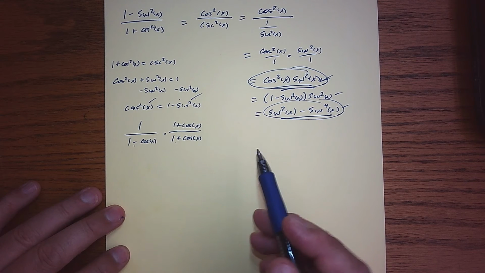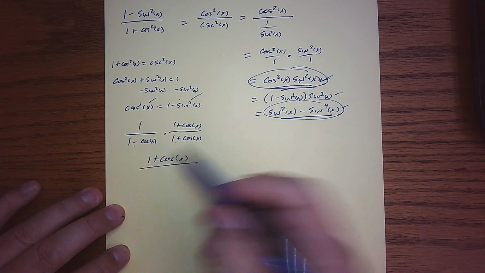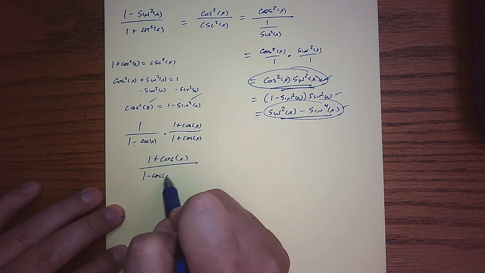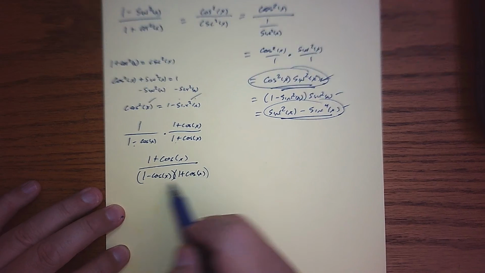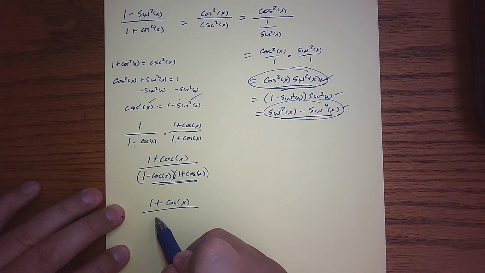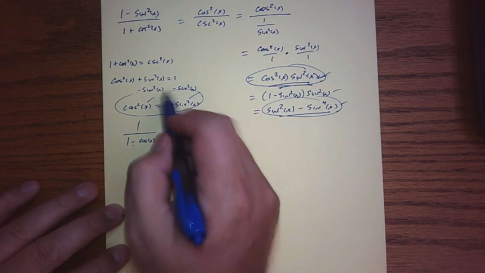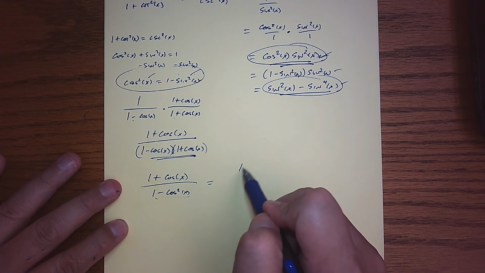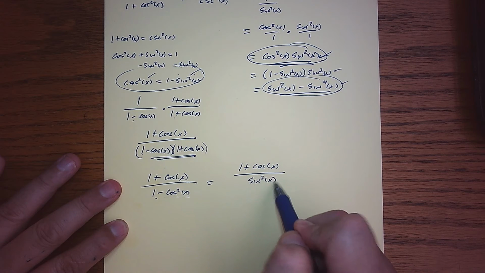So how does this help us out? Well, check it out. The top becomes 1 plus cosine of x, and the bottom is 1 minus cosine of x times 1 plus cosine of x. Of course, this is the difference of squares. So we have 1 plus cosine upstairs, and we have basically 1 minus cosine squared x downstairs. Of course, this is basically that in reverse. So this becomes 1 plus the cosine of x all over sine squared x.